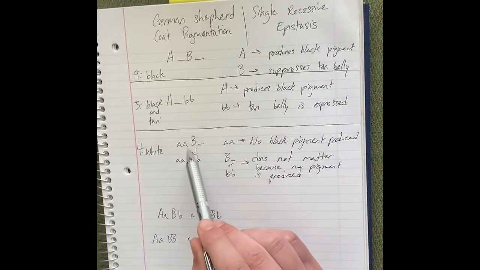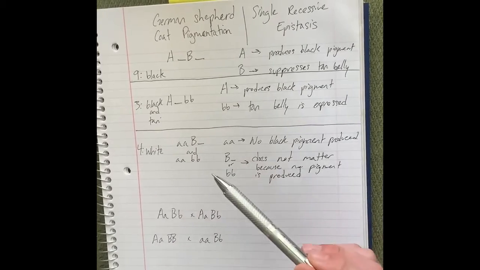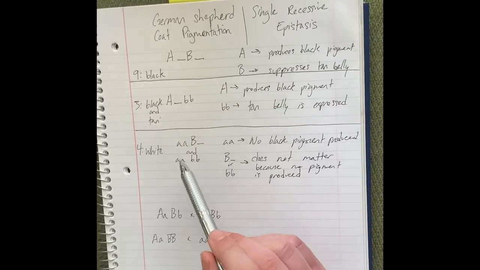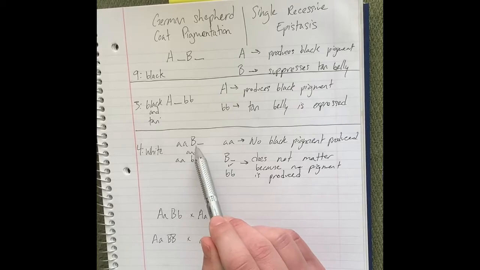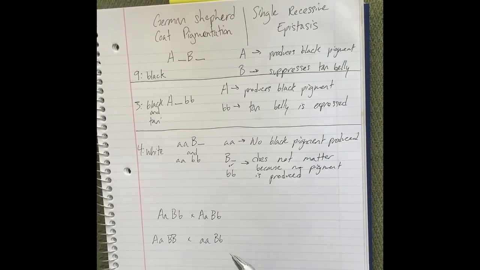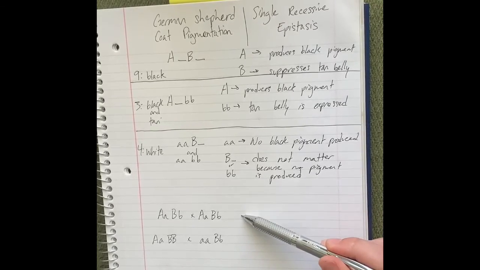And the last scenario, with our homozygous recessive A's, they are epistatically masking the B locus in this example. So we will only be observing white German Shepherds with homozygous recessive A's, regardless of the B locus. Now we're going to take a look at what this will mean for these crosses in terms of their genotypic and phenotypic ratios.